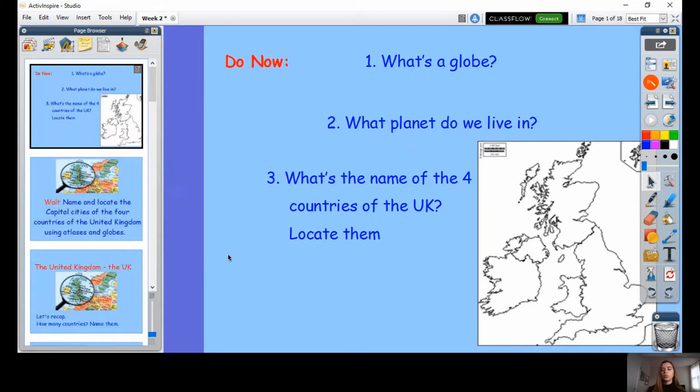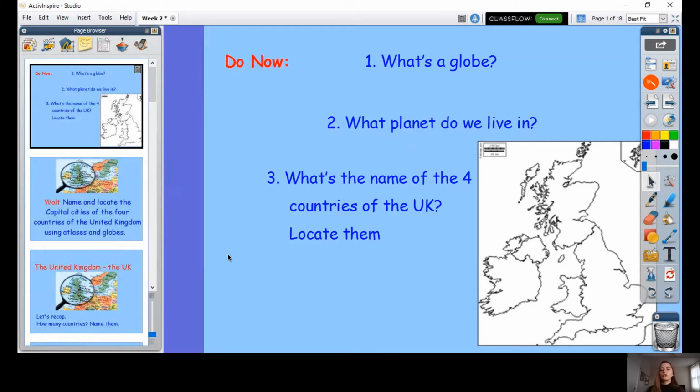Question number 2 is what planet do we live in? Thinking back to our globe, what is it a model of? Excellent. We live in the planet Earth. Can we say Earth? Earth. Fantastic. And question number 3, this is what you learned last week, so let's see who remembers.